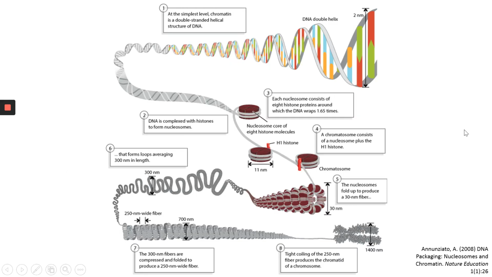This diagram will help you understand what was described in the previous slide. We'll start off with the DNA double helix, which is the most simple level of chromatin. The DNA double helix then gets wrapped around the nucleosome, which has a core of 8 histone proteins. DNA wraps around the nucleosome approximately 1.65 times. The nucleosome then becomes associated with an additional histone protein, histone H1. The nucleosome plus the histone H1 forms a structure that's referred to as the chromatosome.